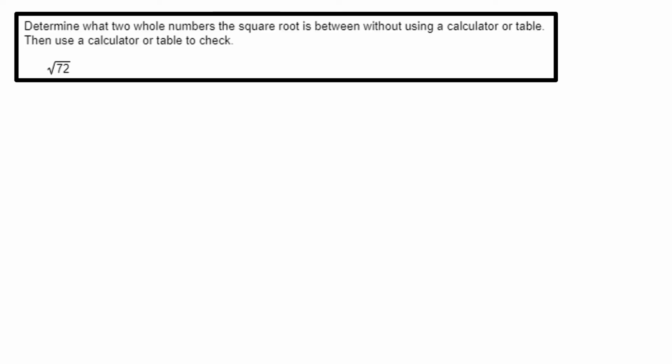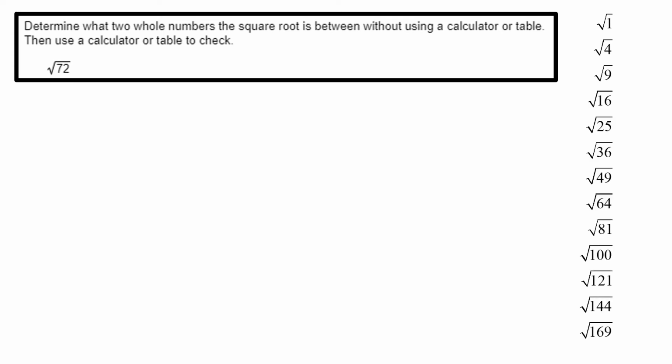Determine what two whole numbers the square root is between without using a calculator or table. Then use a calculator or table to check. To figure out about how big the square root of 72 is, it's helpful to compare it to this list of square roots.